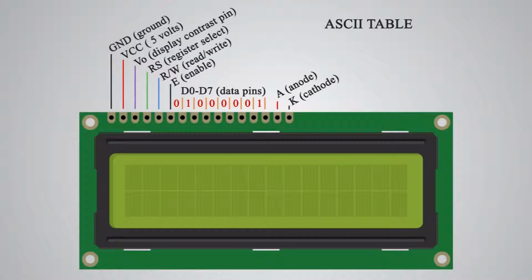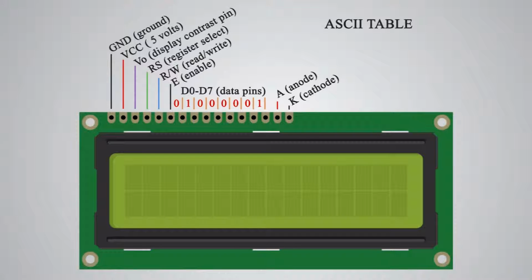The RS pin, which means register select, is the pin that decides what data we want to send to the LCD. If it is set to a low state or 0 volts, we are sending commands to the LCD, such as setting the cursor location, clearing the display, and turning off the display. If it is set to a high state or 5 volts, we are sending data or characters to the LCD.